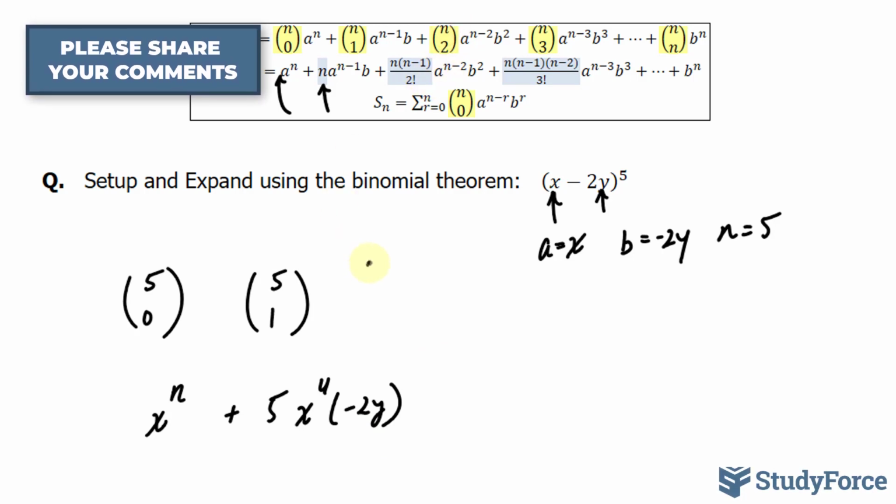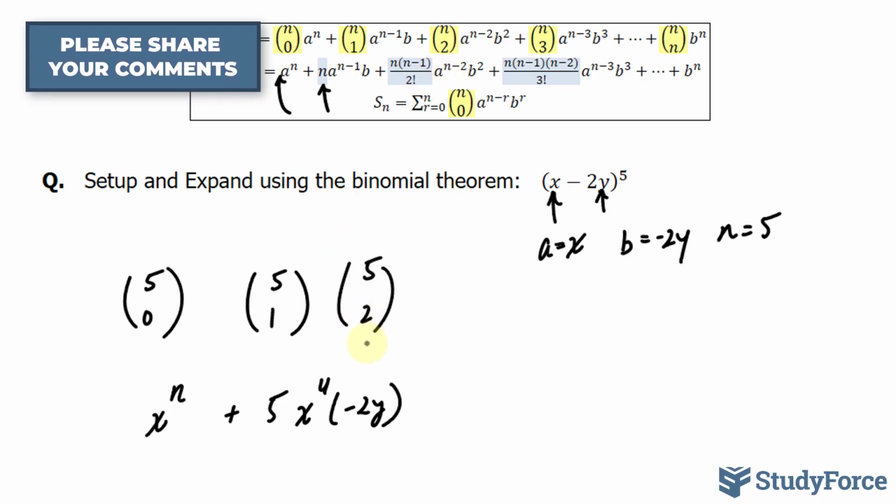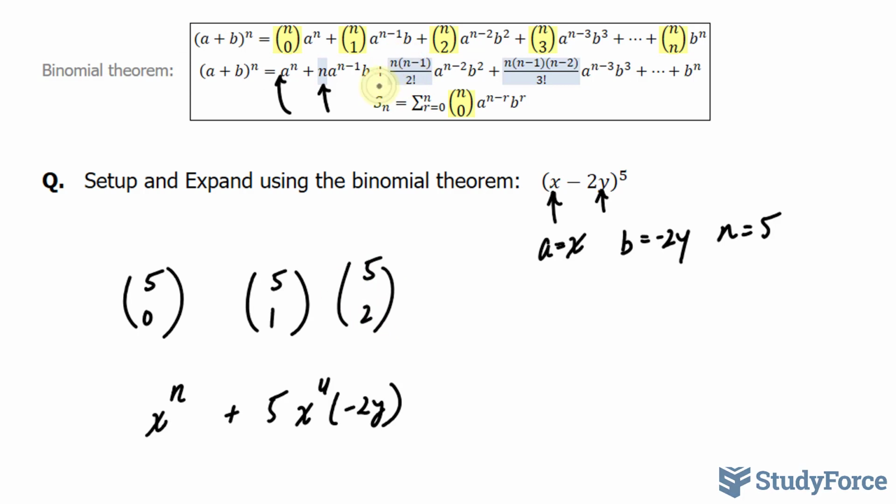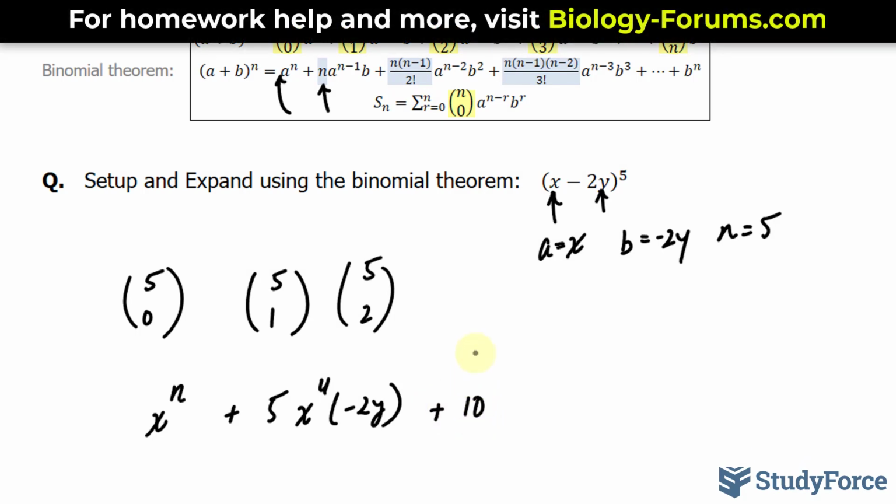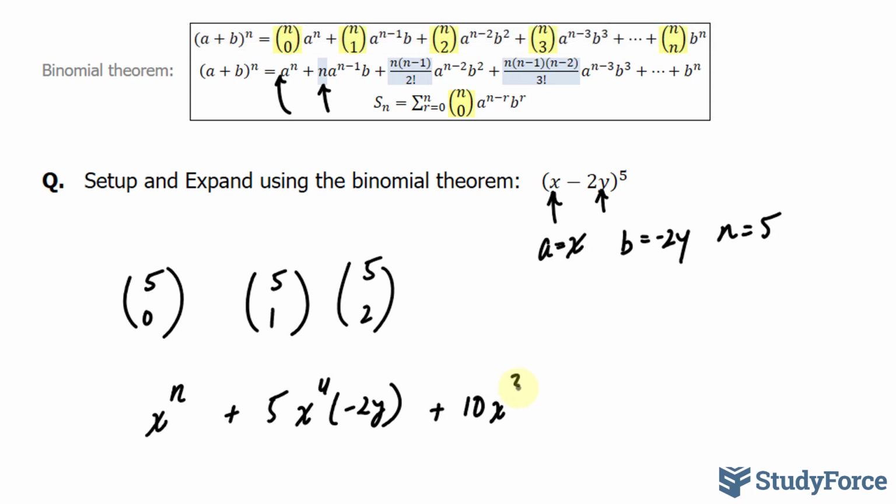Next we have 5 above 2. And that is the same thing as saying n bracket n minus 1 over 2 factorial. So we have 5 bracket 5 minus 1. That's like saying 5 times 4, 20. 20 divided by 2 factorial is 10. So I'll write down plus 10 x to the power of 5 minus 2, that's 3, and b raised to the power of 2 gives us 4y squared.